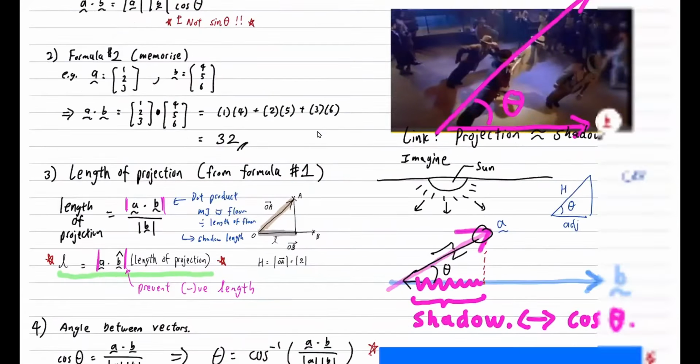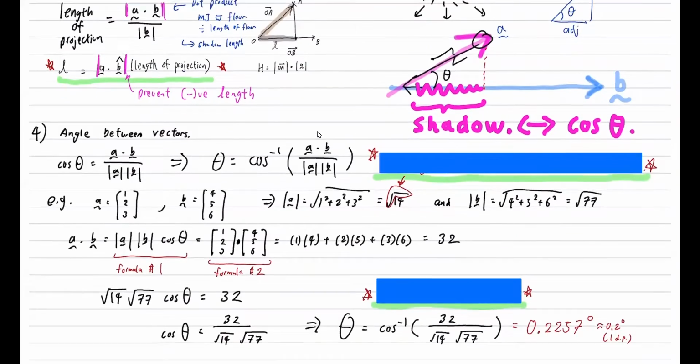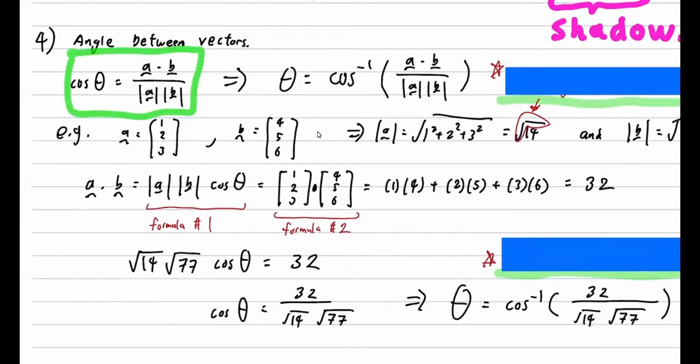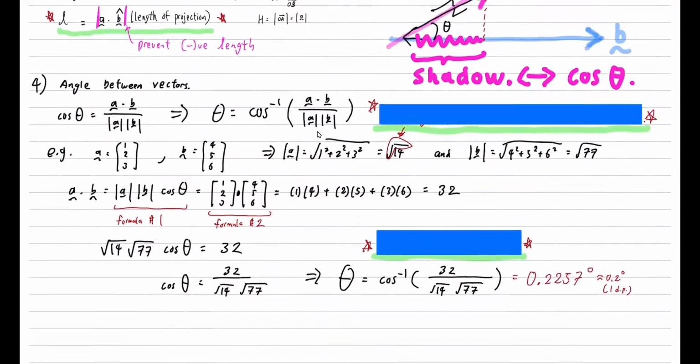Next one, angle between vectors. Okay, what is angle between vectors? Very simple. You remember this formula just now? A dot B is mod A mod B cosine theta. Just bring the mod A mod B over to the other side. You make cosine theta the subject. Then very simple. Now you just need to know what's your vector A, what's your vector B. Sum into formula, solve for theta. That's all. Cosine bring over, become cosine inverse. Can? Can. Okay, let me show you.